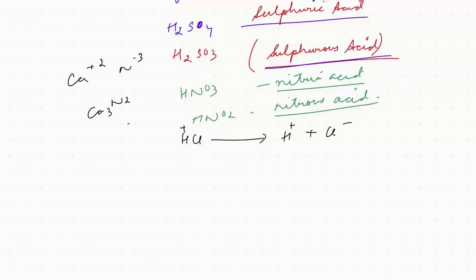So for now, you have to remember that when you have H2SO4, it is going to give H plus and HSO4 negative. And when you write HNO3, it would be H plus and NO3 minus 1.